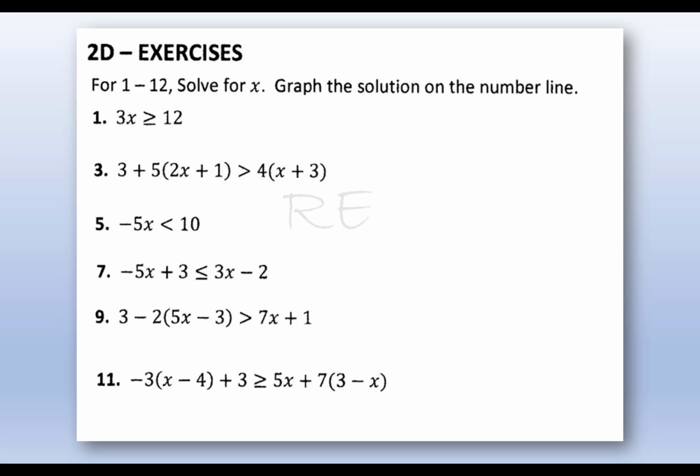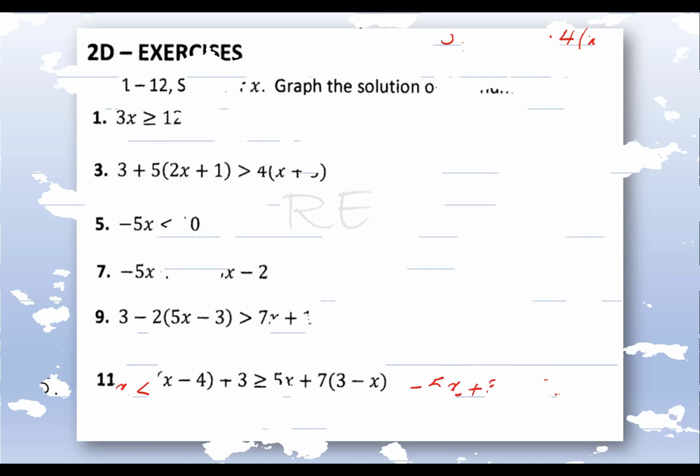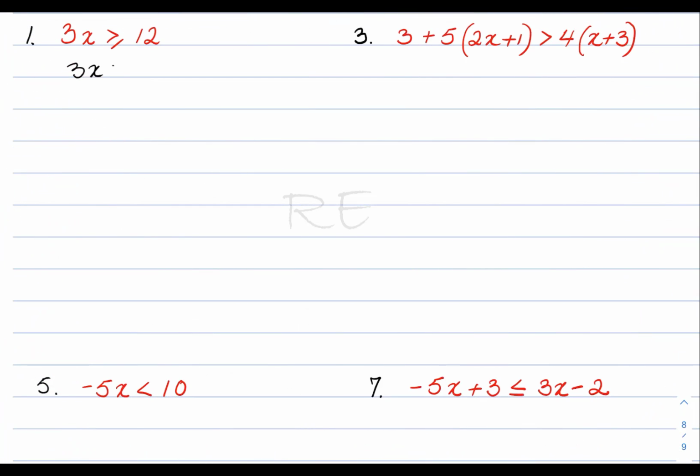We're going to solve for x, and then we're going to graph the solution on the number line. 3x is greater than or equal to 12. We divide both sides by 3, and then x is greater than or equal to 4. Greater than or equal to 4 means that 4 is included in the solution set. So at 4, we are going to fill in the bubble, and the numbers that are greater than 4 are located to the right of 4.